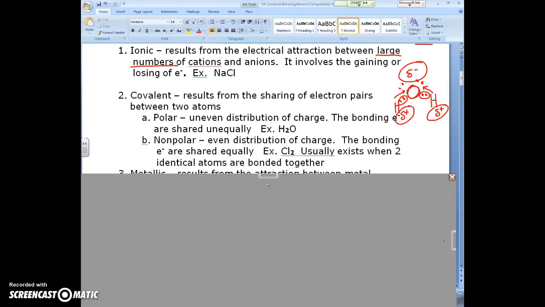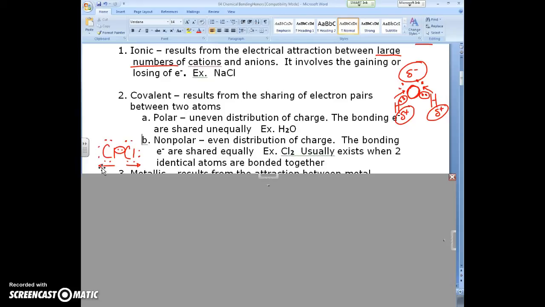What happens with chlorine gas is I've got one chlorine, which has 7 valence electrons, bonded to another chlorine that has 7 valence electrons. They end up sharing these, and each of them ends up with access to 8. Well, this chlorine is pulling on the electrons this way, and this chlorine's pulling on the electrons this way. But they are pulling with the exact same force because they are the exact same element. And so no one wins this tug of war, so they end up sharing those electrons equally. So usually nonpolar covalent bonds exist when two identical atoms are bonded together.